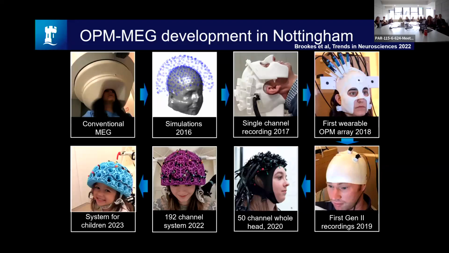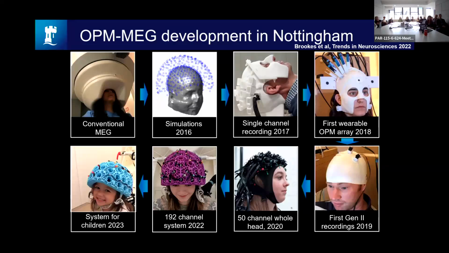So by 2018, we'd worked out a way, which I'll talk about later, of allowing the system to move, so you can move your head, and the sensors move with your head while you're being scanned. The sensors got smaller, so these were the first generation sensors. These are the third generation sensors. By 2020, we had a 50-channel system. In 2022, we had a 192 channel system.